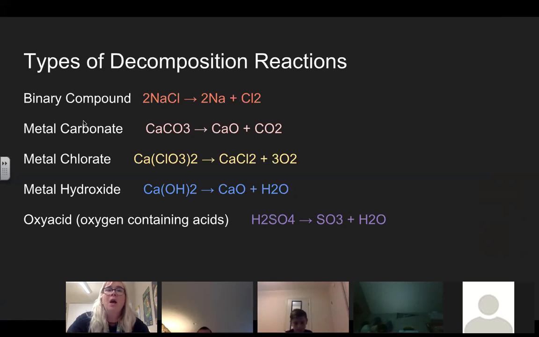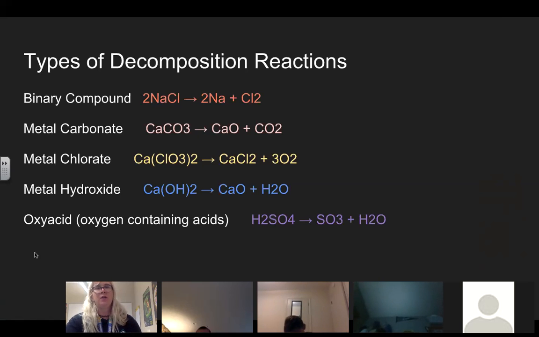So metal carbonates will always produce carbon dioxide. Metal chlorates will always produce oxygen. Metal hydroxides will always produce water. Figuring out what the other compound is can sometimes be really obvious and sometimes not. Then we have an oxyacid, which is an oxygen-containing acid. For example, sulfuric acid, H2SO4. Again, this will also break down into water plus something else.